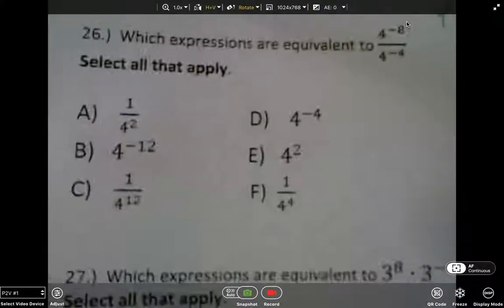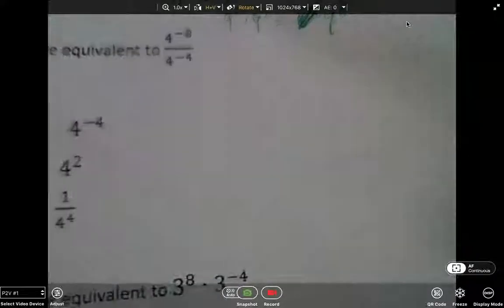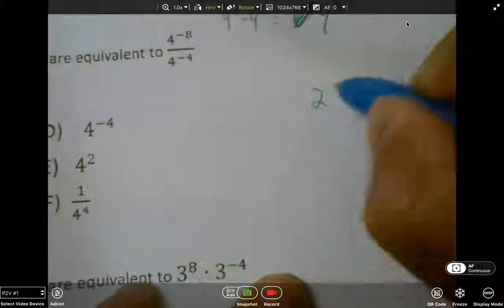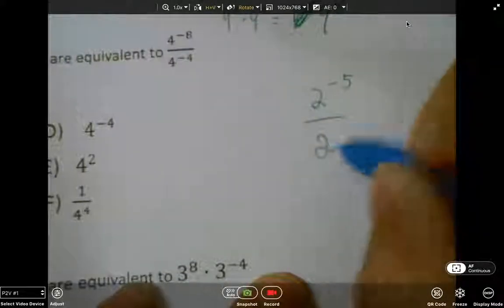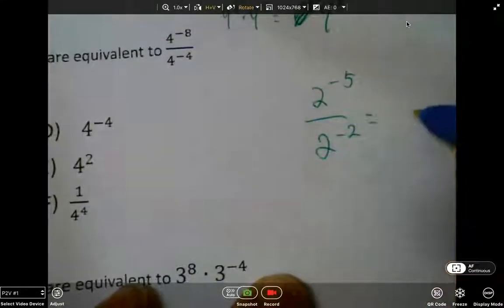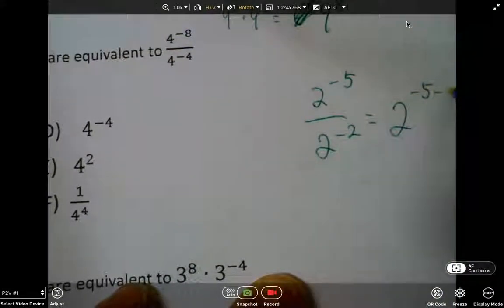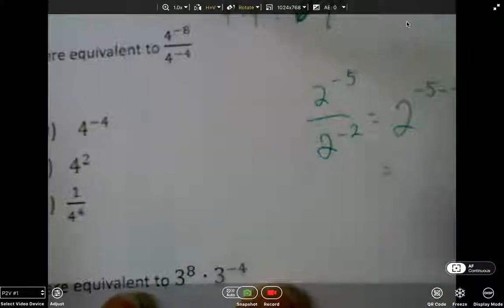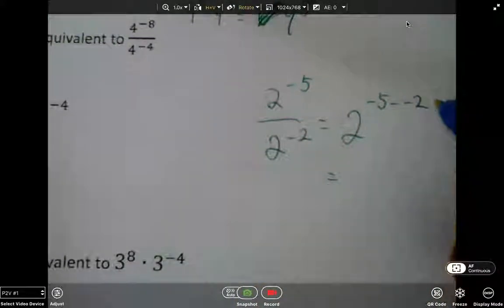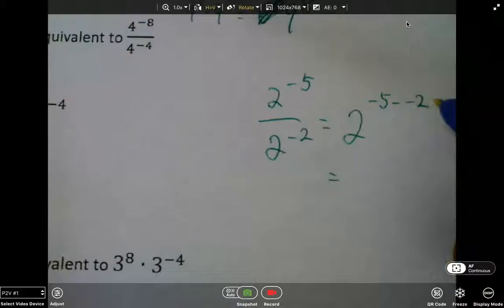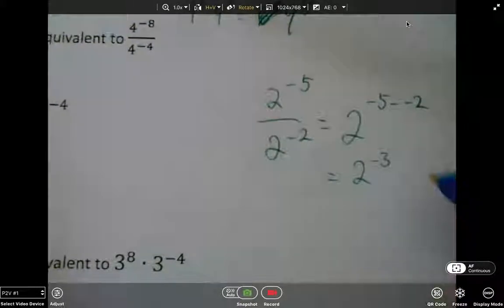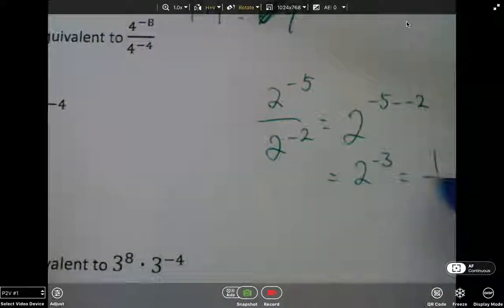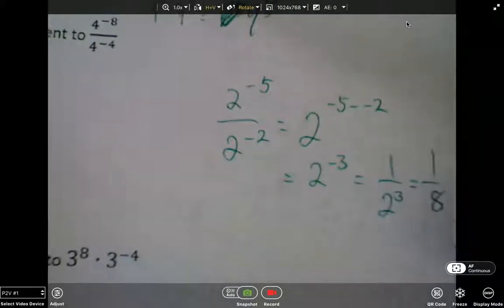And these questions, the same ones are not going to happen on the quiz, so I can only do things similar. Like say you had 2 to the -5 over 2 to the -2. This would be 2 to the -5 minus -2, which is -5 plus a +2, so this is 2 to the -3, which also can be written as 1 over 2 to the 3, which is also 1 over 8.